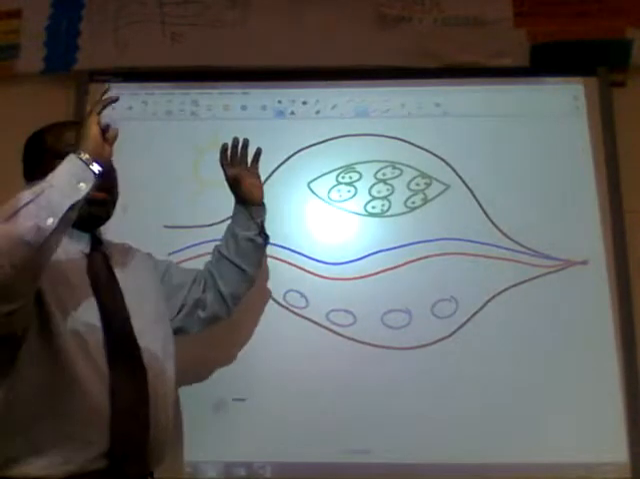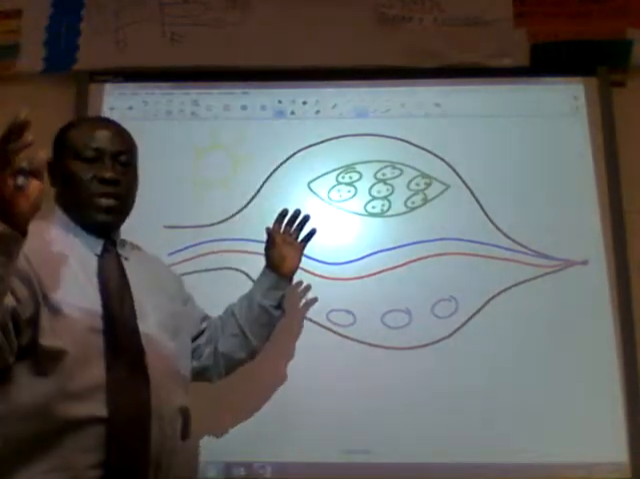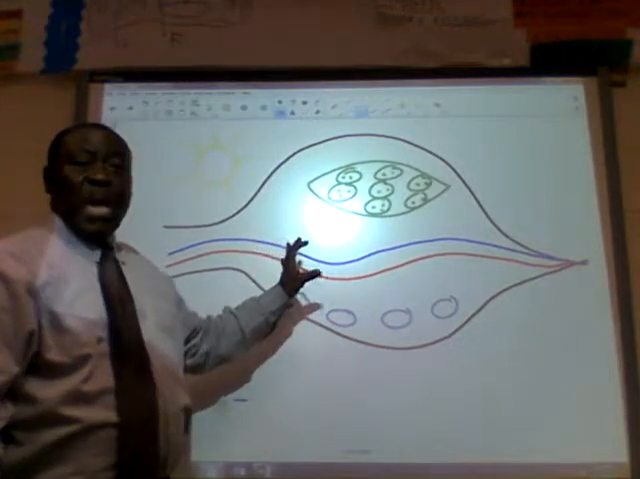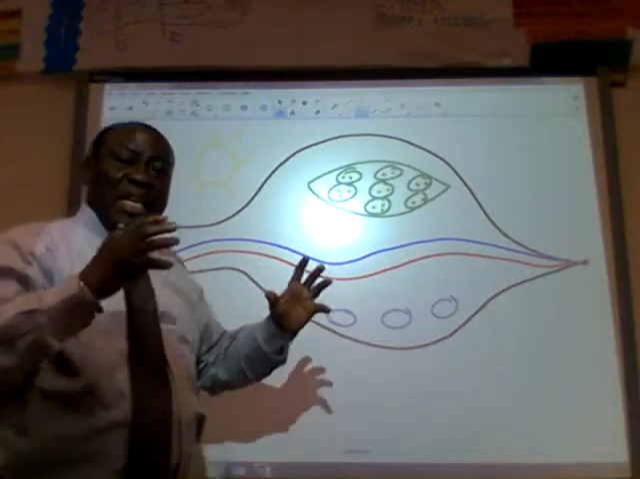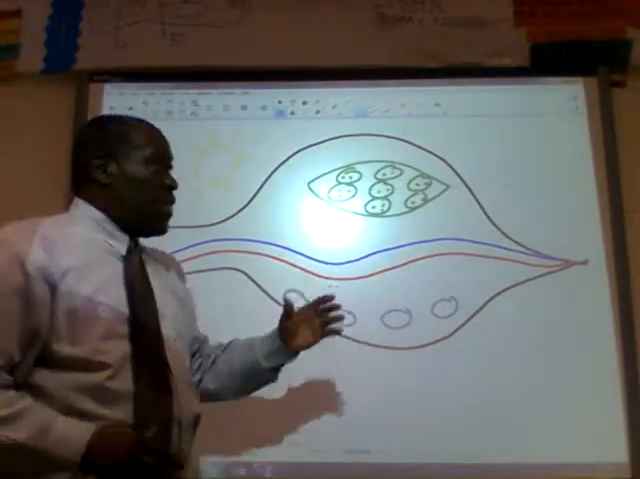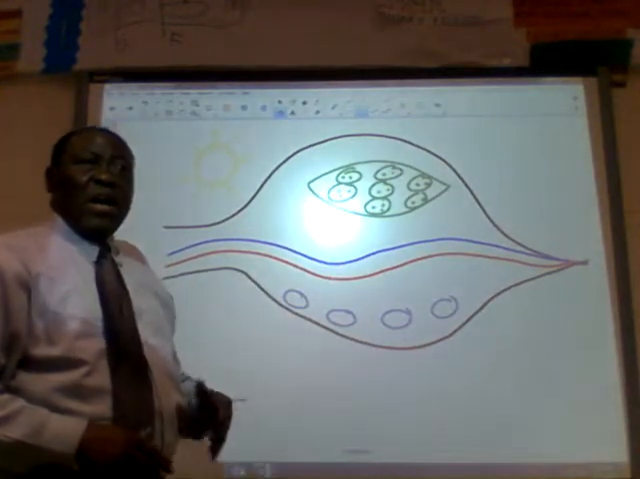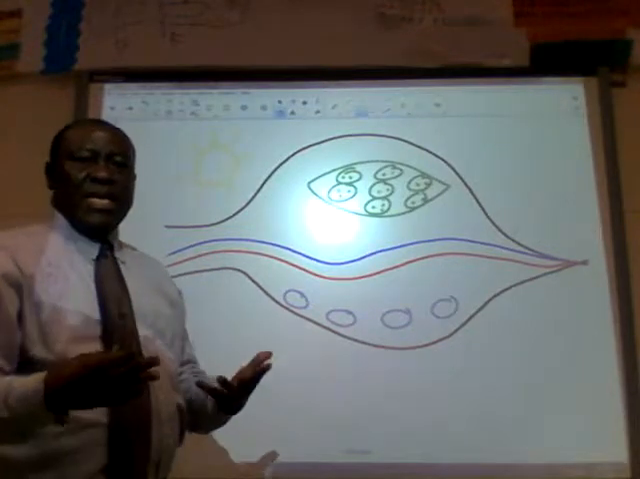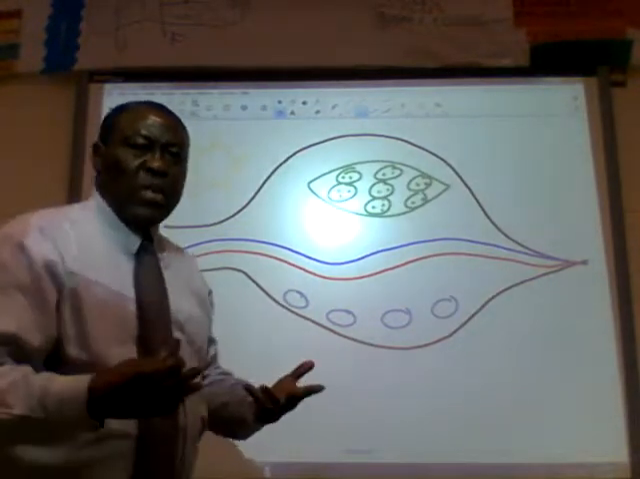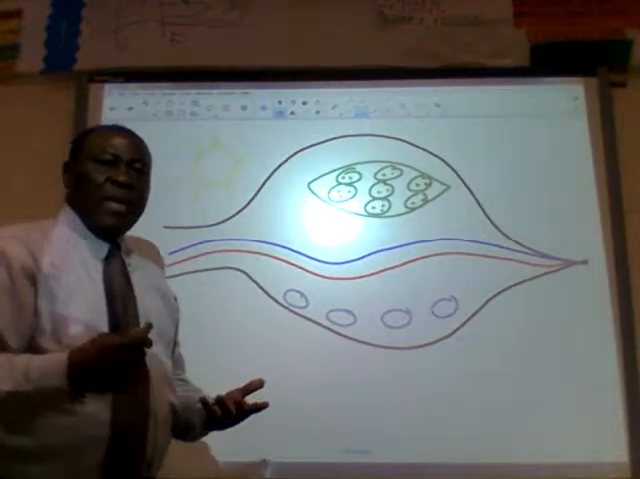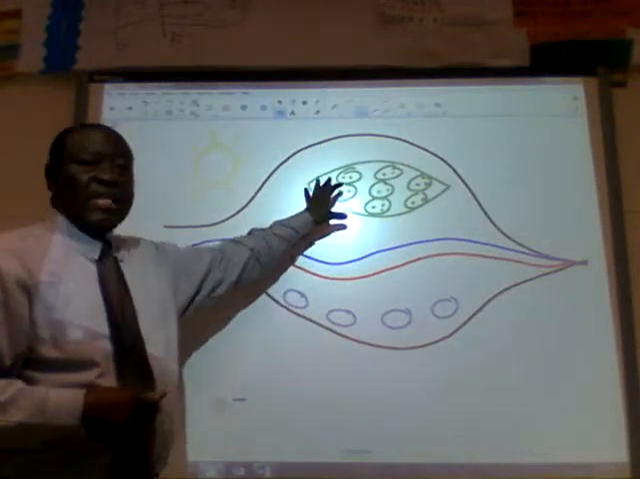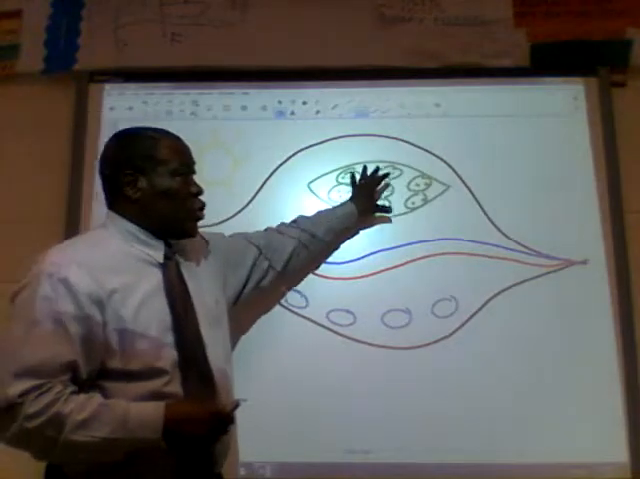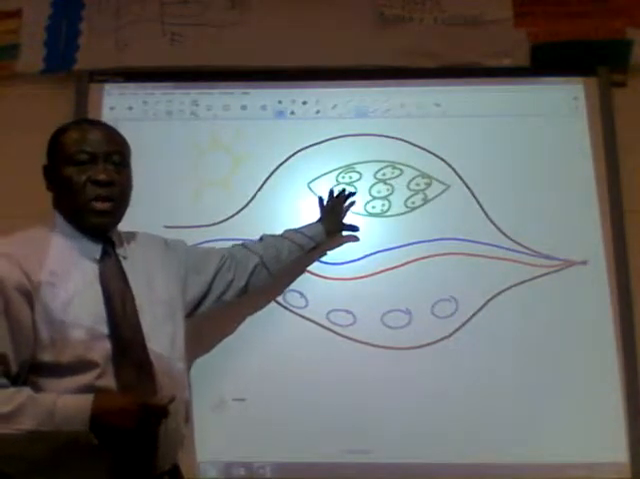Now the light is coming from the environment. The leaf has to have a mechanism to capture that light. That radiant light that's coming from the environment, the leaf has to have a mechanism to actually capture that light. And the mechanism that's in the leaf that helps capture that light is the chloroplast. So this green structure that you see here on the diagram is the chloroplast.